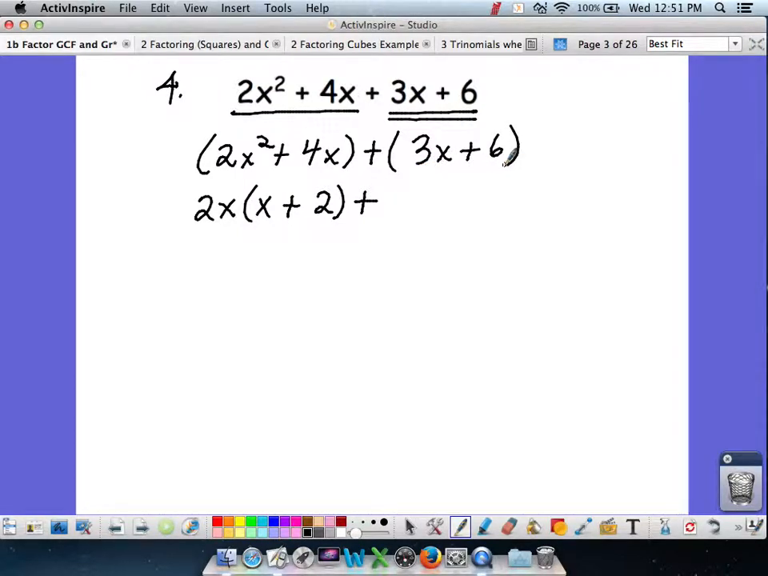Here, what they both have in common is 3. I factor out the 3. Taking out 3 leaves x, plus, taking out the 3 here leaves 2. Then again I see, you know what, I've got the same common factor of a binomial, x plus 2.